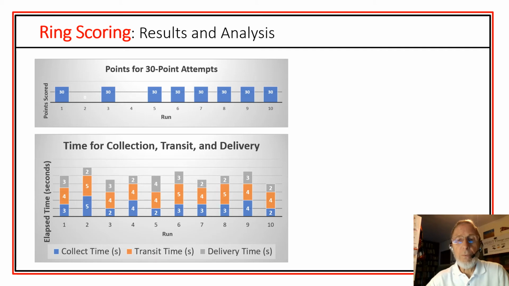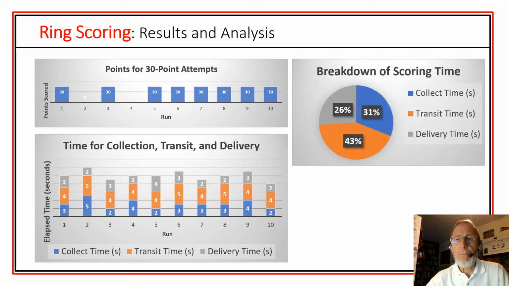So this is very useful for us. Now, thirdly, if we sum up all of these 10 runs and get a composite, we begin to see where most of the time was consumed. Shown from this pie chart, we see that 43%, or the largest portion, was in transit, the collect time was 31%, and the actual delivery time 26%. So these graphs give us good summaries to interpret what happened.